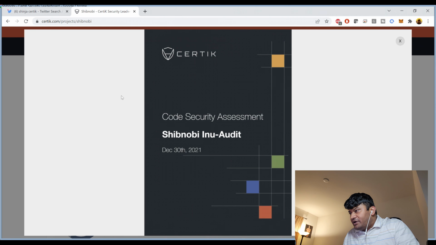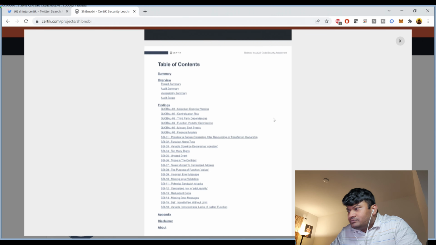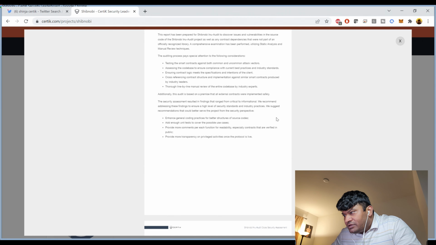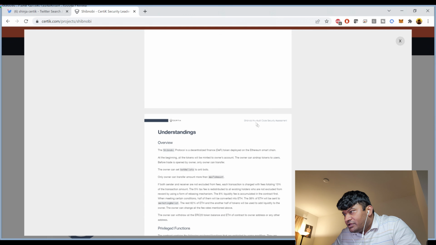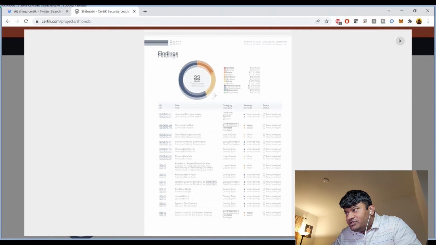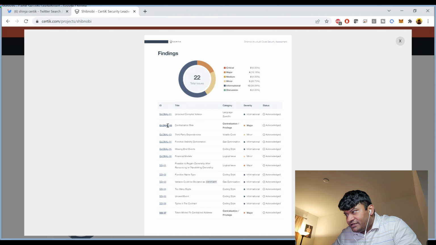All right, so right here we have the Certik Code Security Assessment Shibnobi Inu Audit. So this is December 30th, 2021. Not too long ago, right? It's been about a month, a little over. So I'm gonna scroll down here to right where they talk about the 22 total issues, the findings, right?